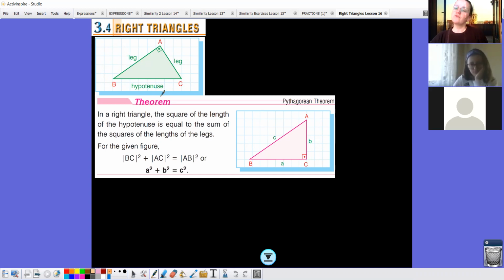So the most known theorem, as I said, the Pythagorean theorem, says in a right triangle, the square of the length of the hypotenuse is equal to the sum of the squares of the lengths of the legs. So here, if the hypotenuse is C, C square is equal to A square plus B square. You know this, I think. Yes? Do we know?